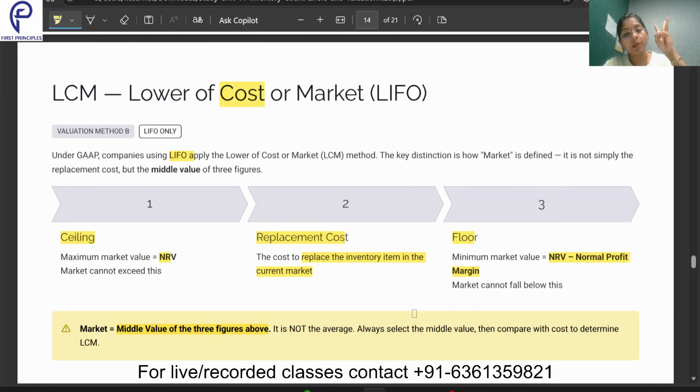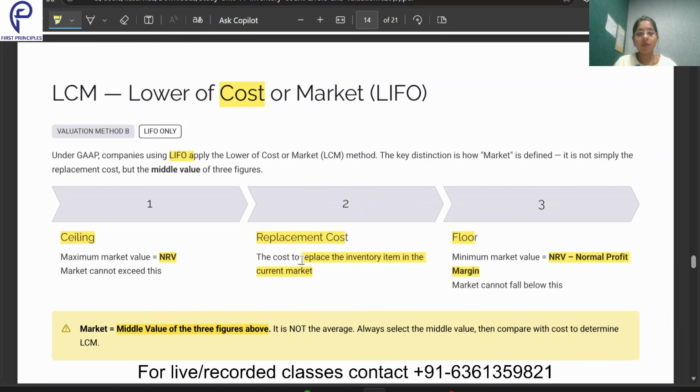Ceiling will be my NRV, replacement cost will be the cost to replace that particular inventory in the current market. Floor will be my NRV minus normal profit margin. So why is this floor, why is this ceiling? Ceiling means the highest value which you will get, the net realizable value. From the ceiling you will reduce the normal profit margin, that will be your floor, and in between those two will generally be your replacement cost.